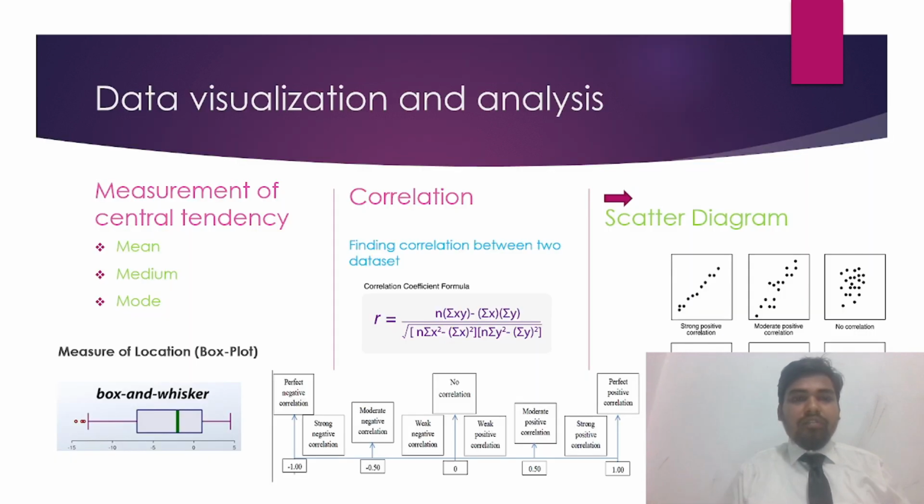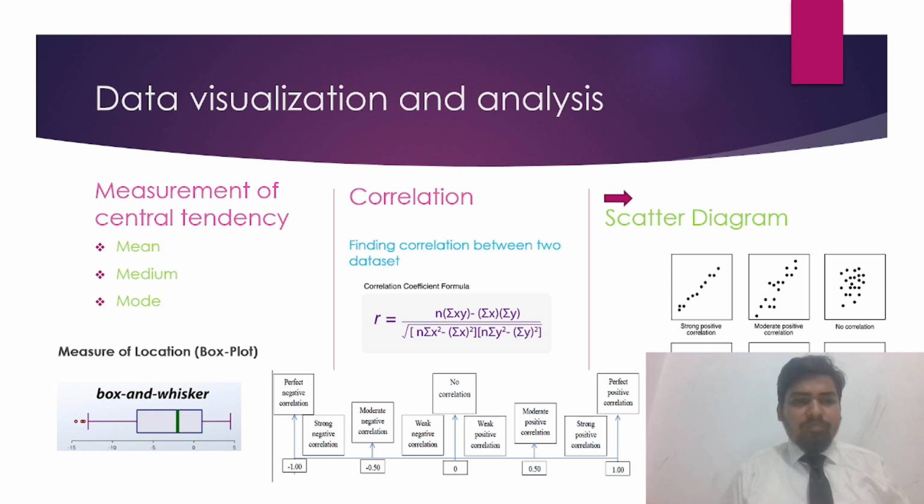So now I would like to talk about data visualization and analysis. How can we analyze the data? We can find the correlation and scatter diagram, and we can find the measurement of central tendency of the data set and predict the decision, and which type of correlation it is, whether the correlation is positive, strong, or negative. So by using it we can find those.